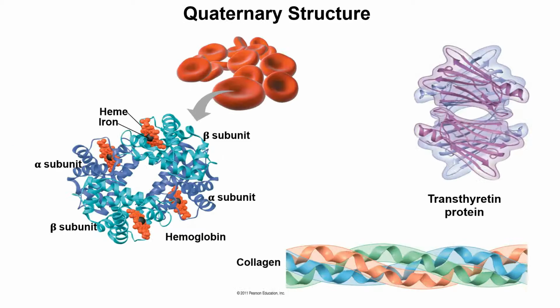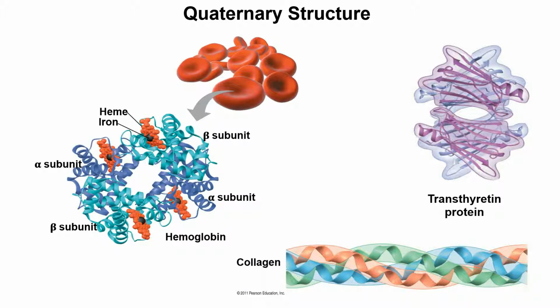Here we talked about collagen. Notice you have a red polypeptide, a green polypeptide, and a blue. So 3 different polypeptides. They're all the same, but there are 3 of them that intertwine to form the protein collagen. The individual polypeptides have their own tertiary structure, but when they're combined together, it gives the protein its quaternary structure.